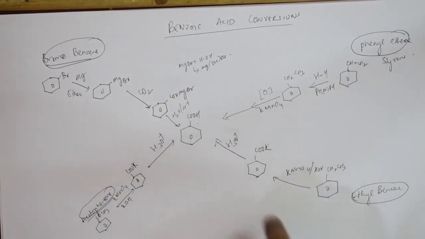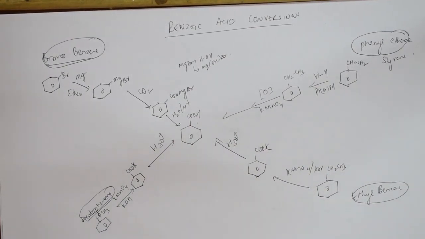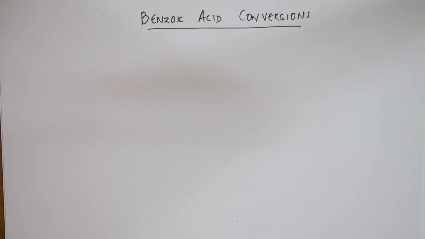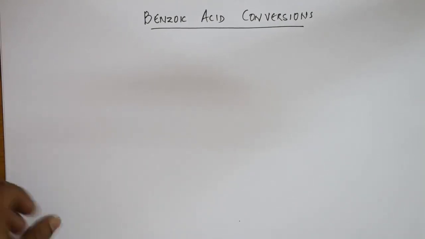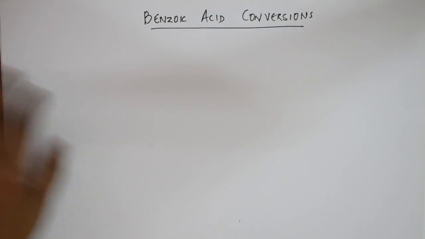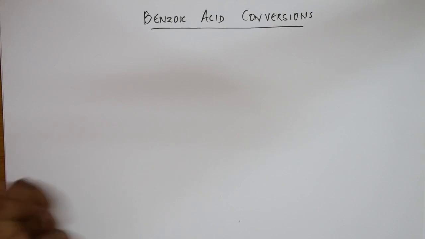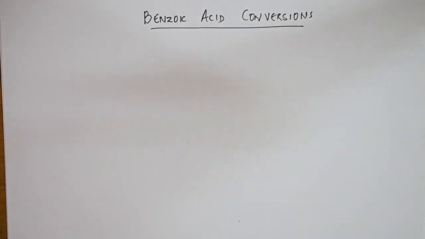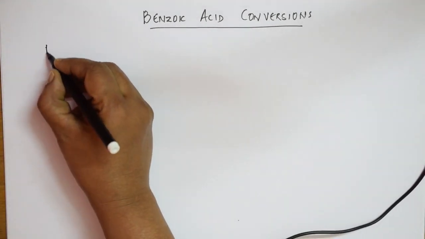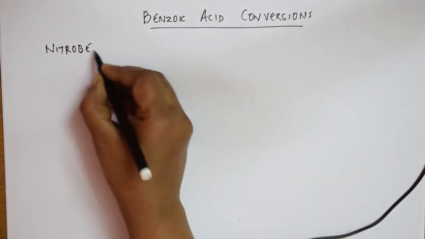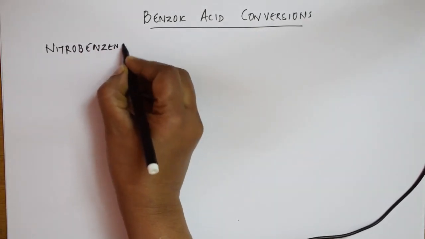Let's come back and see the next type of conversions, of benzoic acid. Before going into the benzoic acid conversions, till now we have seen converting other compounds into benzoic acid, right? I'm left with one more, which is very important. Then I'll come back to benzoic acid conversions. Now in the exam paper, they may give you a conversion of nitrobenzene to benzoic acid.